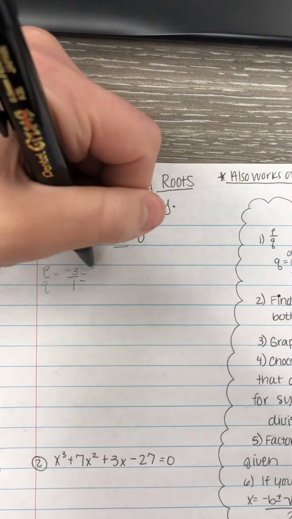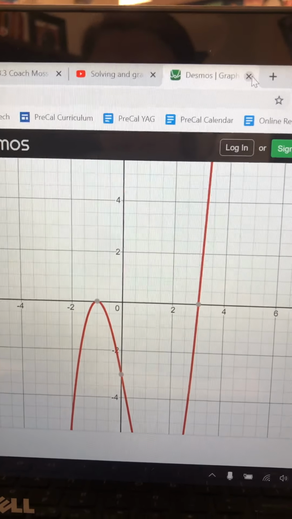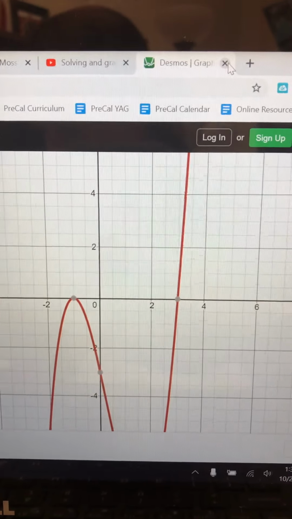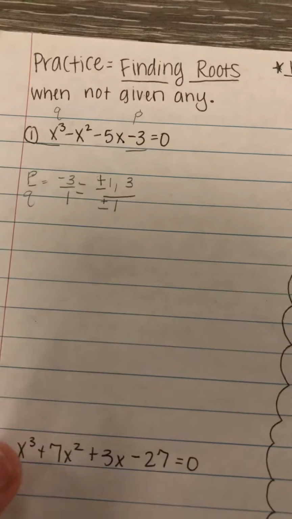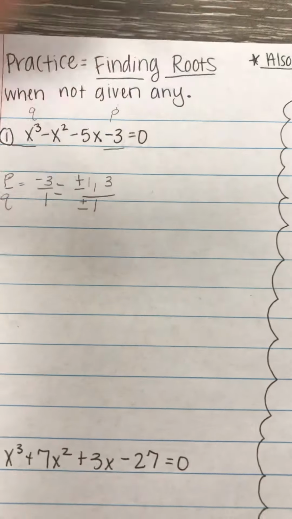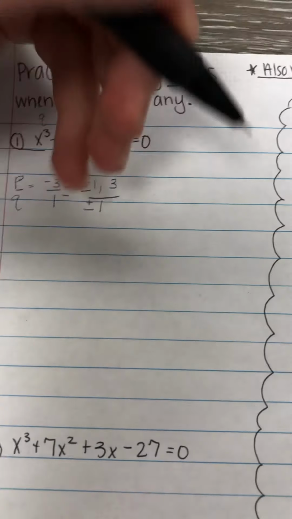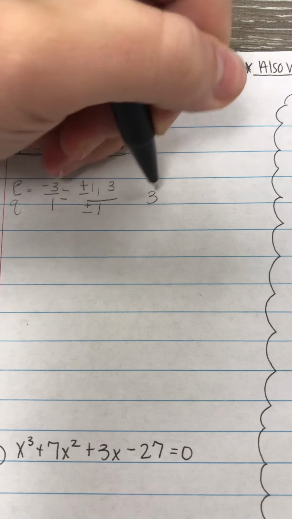All right, so what I do from this point, I highly recommend graphing it. Once you graph it, which is what I've done here, we see that we have -1 and technically 3 both as zeros. So I'm going to choose one of them from the graph. You can either use -1 or 3. You should be able to solve it either way. I'm going to use 3, and I'm going to use synthetic division.